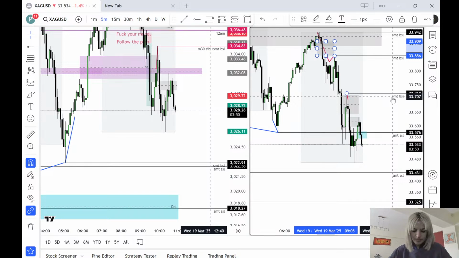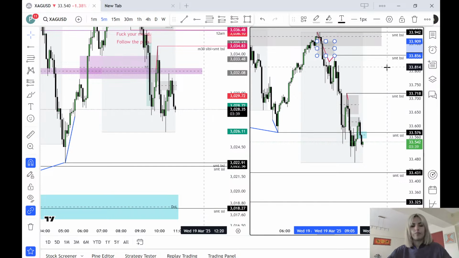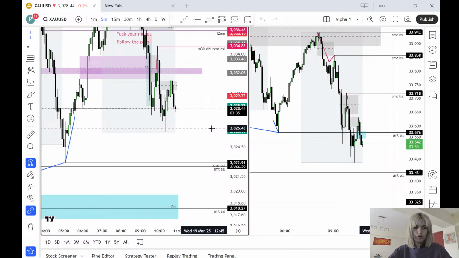Alex, do you use fixed pips for stop loss and TP, or fixed RR as well? Fixed R. Do you trade London also or just New York? I used to trade London as well, but right now I'm trying to focus more on New York. I feel like the price action is a bit clearer to me.